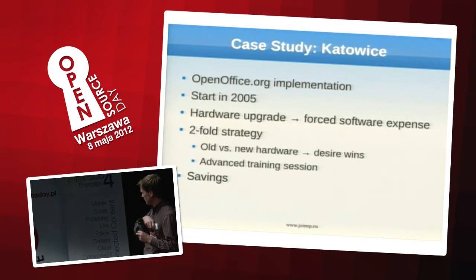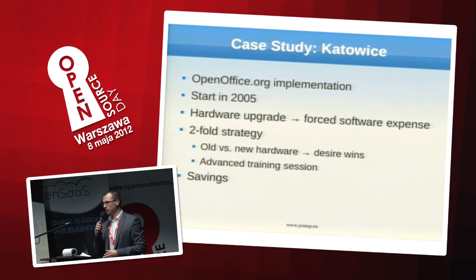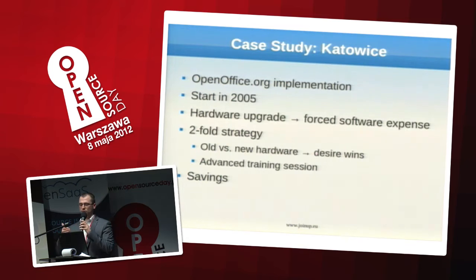The first is Katowice, of course, Polish city. It's a case study that we did in 2008, so 4 years ago. Not sure if they follow up with what they were doing. Before 2005, and in 2005 that's where they started implementing the project, they discovered that when they were upgrading hardware, they also had to, in most of the cases, buy the new licenses for the software, because the license for the software was assigned to particular hardware.